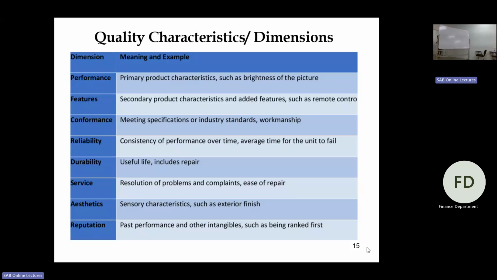Then the conformance: there are standards, and it is to what extent the product is in line with those standards. And at the same time, customers consider the durability. Durability is how long the product can be used without any major repairs. The report, because this will be broken down, will test durability.